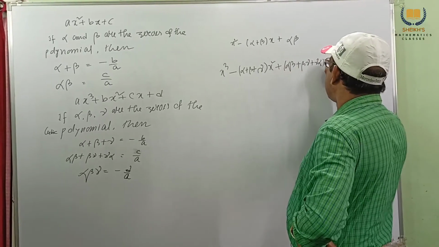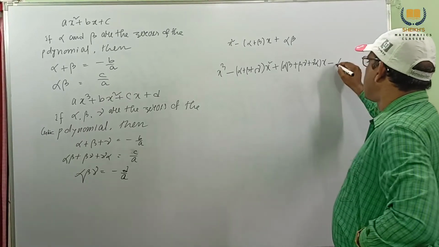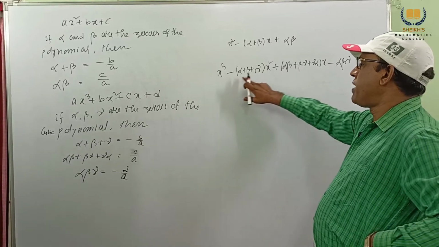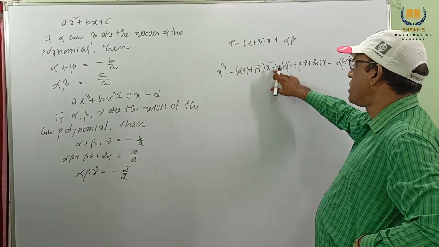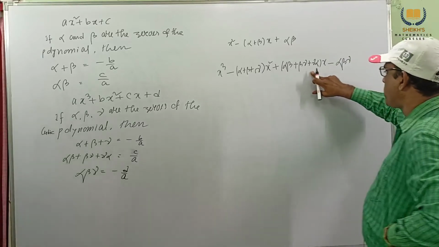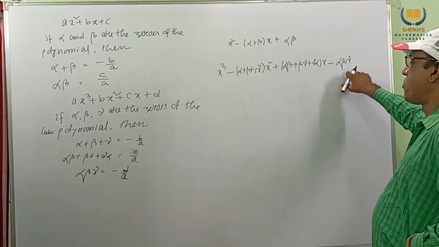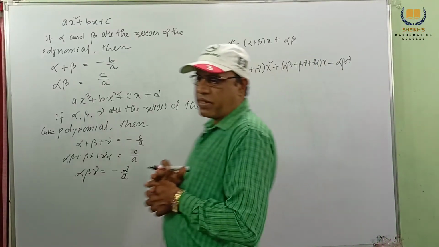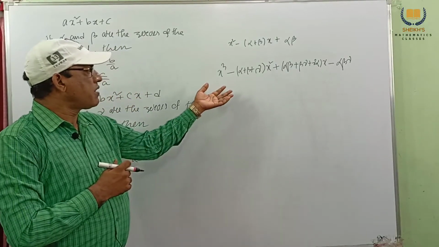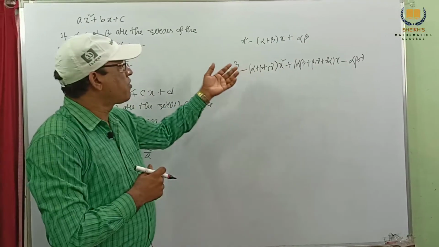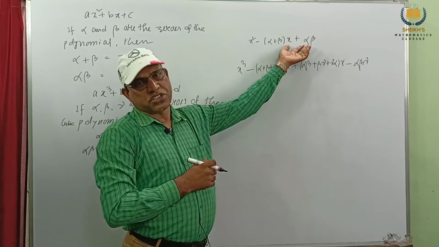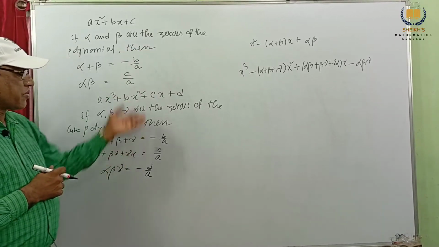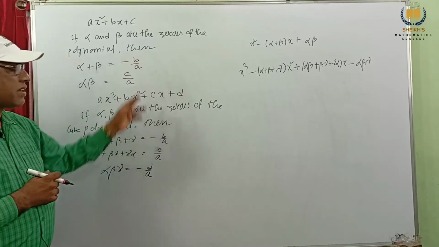into x square plus product of the zeros taken two at a time into x, minus product of the zeros. This is minus, plus, minus. So when zeros are given and we want to find the cubic polynomial, we use this formula. And when you want to write a quadratic polynomial, we use the other formula. So this is the relation between zeros and coefficient of quadratic and cubic polynomial.